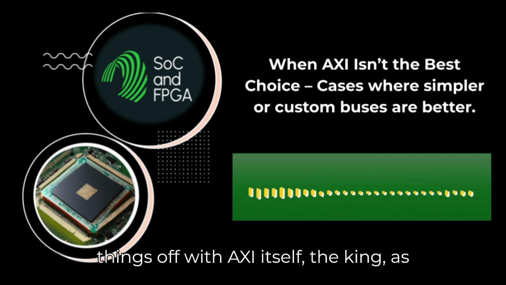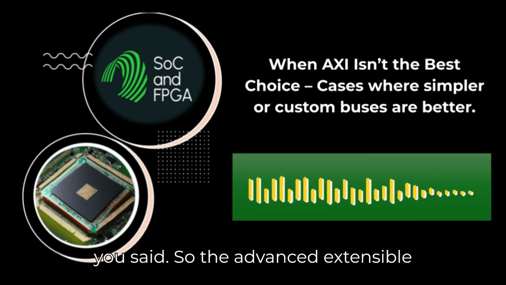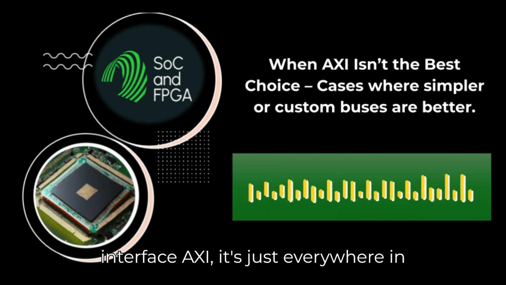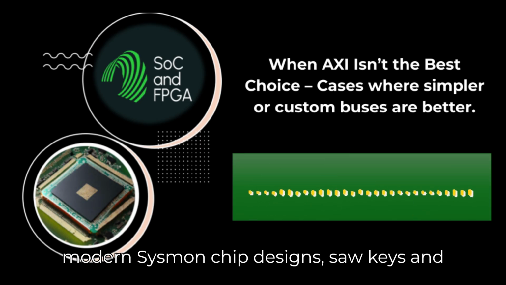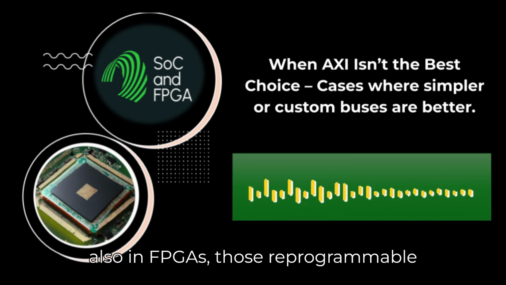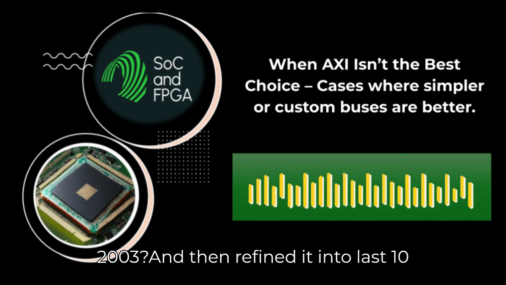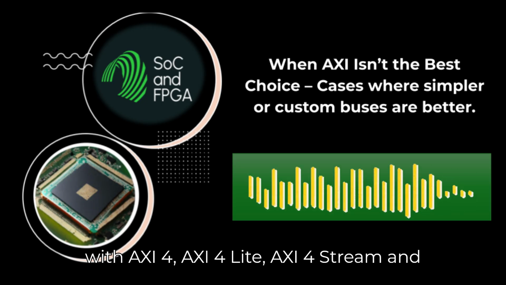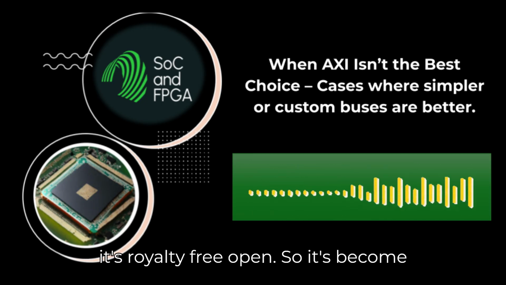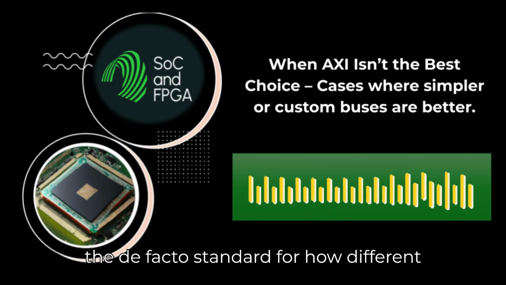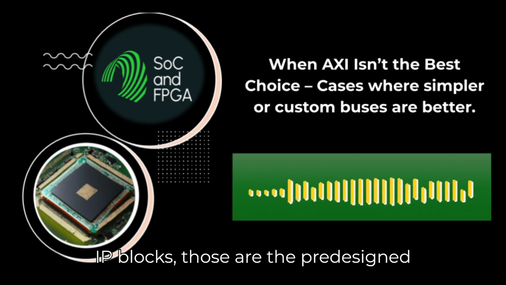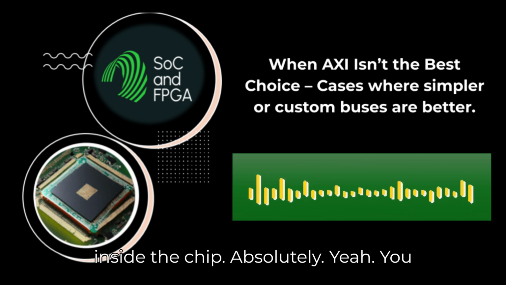Okay, let's kick things off with AXI itself, the king, as you said. So the Advanced Extensible Interface, AXI, is just everywhere in modern system-on-chip designs, SoCs, and also in FPGAs, those reprogrammable chips. ARM introduced it back in 2003, and then refined it in 2010 with AXI4, AXI4-Lite, AXI4-Stream. And it's royalty-free, open. So it's become the de facto standard for how different IP blocks, those are the pre-designed circuit chunks, communicate inside the chip.